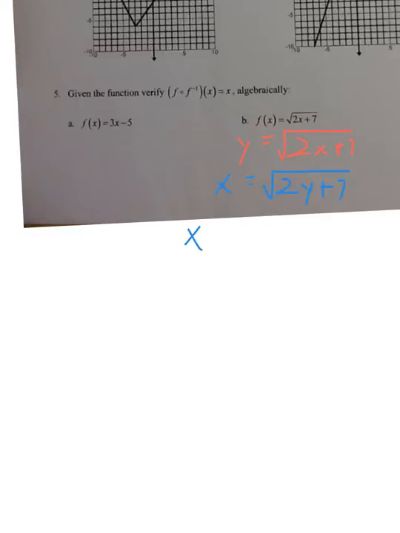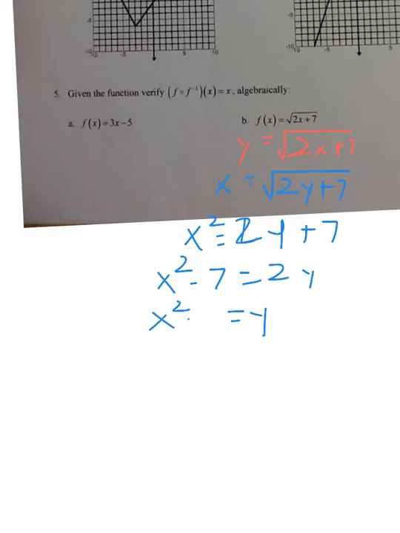So I get x squared is equal to 2y plus 7. Minus 7, x squared minus 7 equals 2y. And then divide by 2. y is equal to x squared minus 7 divided by 2. And this is the inverse of f of x is equal to x squared minus 7 over 2.